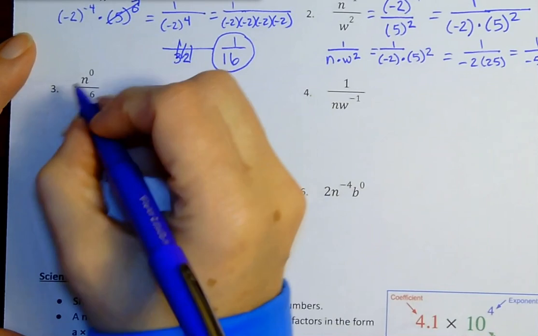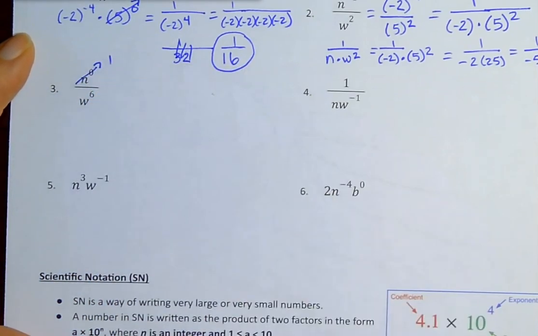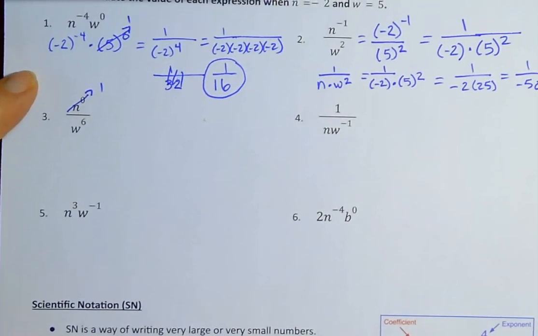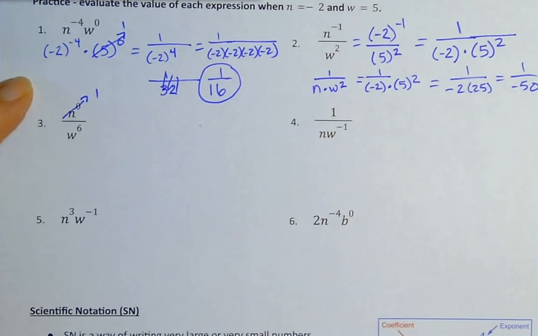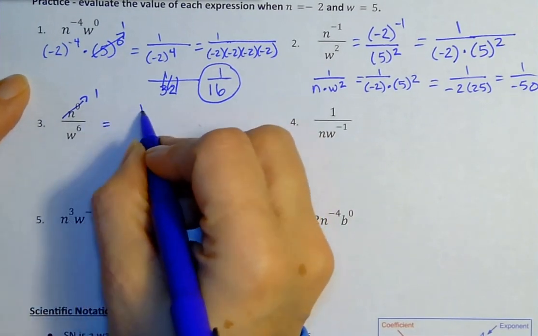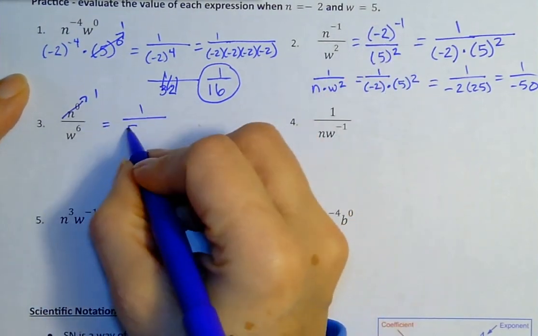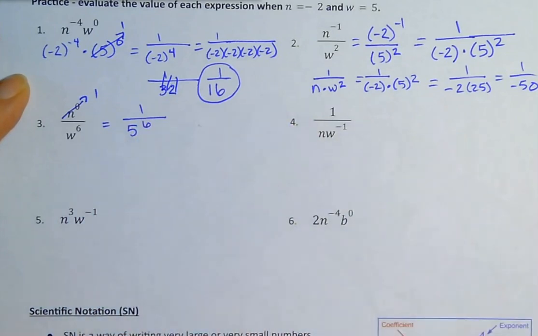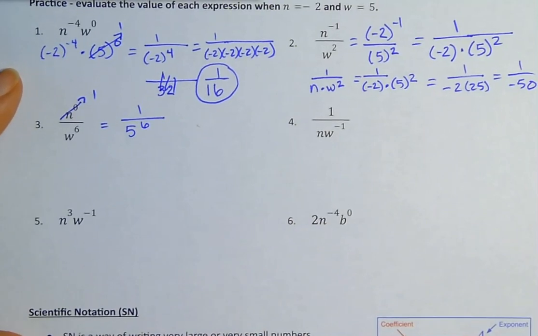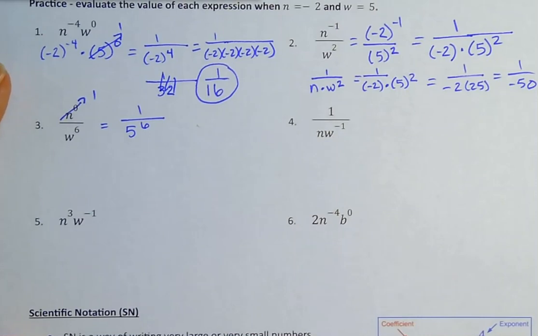Number 3, n to the 0 is 1. I'm not even plugging in my n value. And w to the 6th, well, this equals 1 over 5 to the 6th. And because I don't have a calculator here, I'm not going to actually figure that out. I'm going to leave it as 1 over 5 to the 6th and hope that my teacher is happy with that. Okay, or actually maybe I won't be lazy.